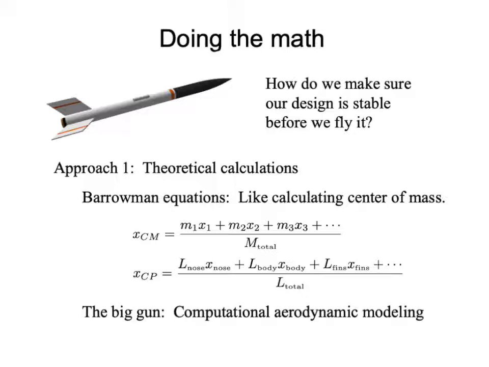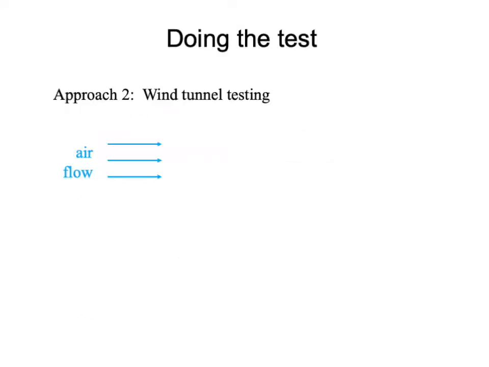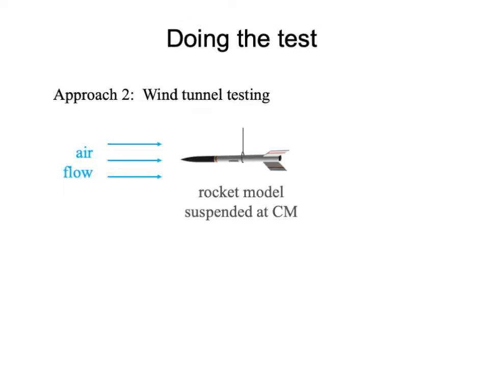So if you don't do a mathematical approach, or if you want to supplement your mathematical approach, you can also test your rocket in a wind tunnel. So what a wind tunnel does is lets you leave the rocket at rest, but have the airflow at high speed past it. So you have the airflow going to the right, and then in that smooth airflow, you hang a rocket model suspended by its center of mass in the airflow. And then you simply observe how the rocket behaves.